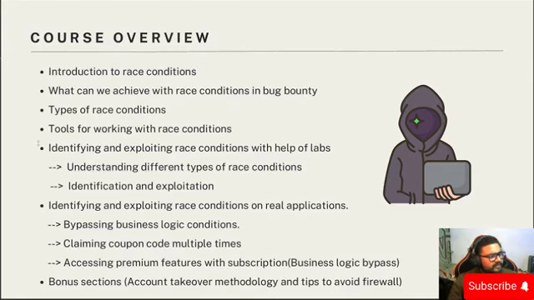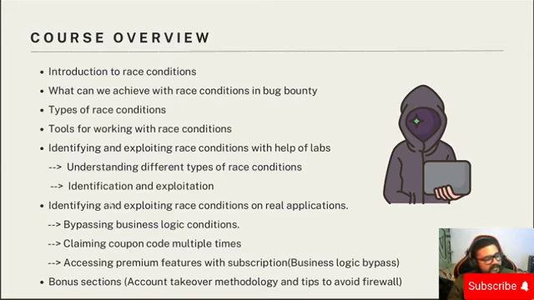Another section is tools for working with race conditions. A very important thing: to find race conditions, we should know some tools as well. A very advanced hacker can write their own scripts, but we are all script kiddies, so we all need tools. Then we will come to identifying and exploiting race conditions with the help of labs. As I already explained, I will do hands-on work and explain on PortSwigger labs. So we will understand different types of race conditions, their identification and exploitation.